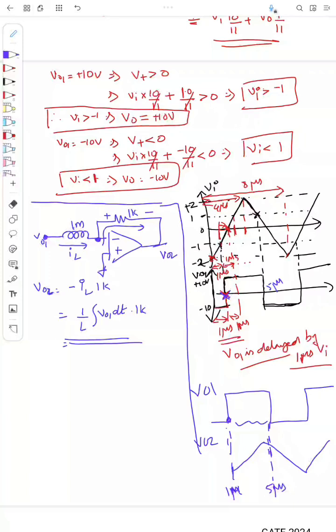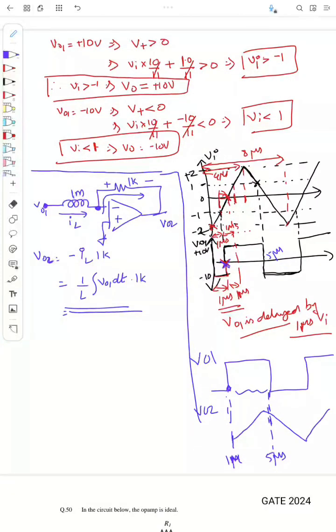So what happens here? I will integrate, so 1 by L is 1 milli, integral 1 micro to, so I am finding V02 in the range 1 micro to 5 micro. Okay, so 1 micro to 5 micro, V naught 1 during this time is how much? It is 10 volt, right? It's in saturation plus 10, so 10 volt dt into 1k.